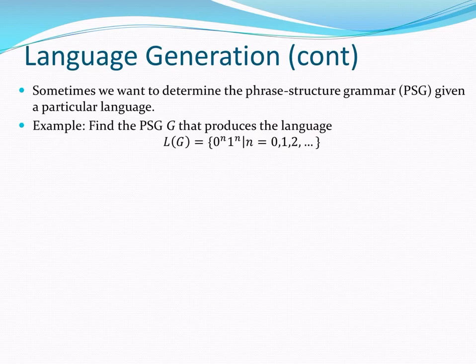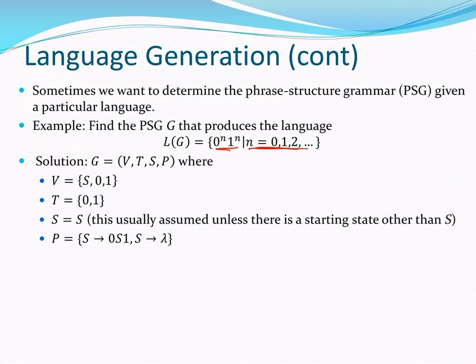All right, what about this language here? I have a set 0^n 1^n for n non-negative. That means I've got a concatenation of n zeros followed by n ones. And how can I create a grammar that creates that? Well, I know I need a 0 and a 1 in my terminal vocabulary, and I just need an S in my non-terminal vocabulary. And the starting symbol is S, and that's typical and even usual.